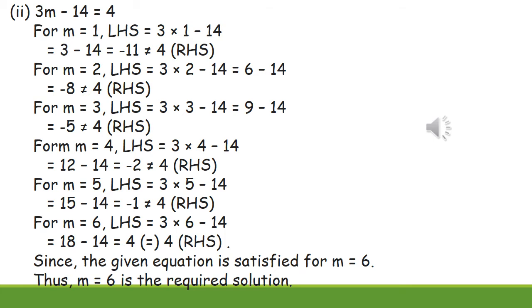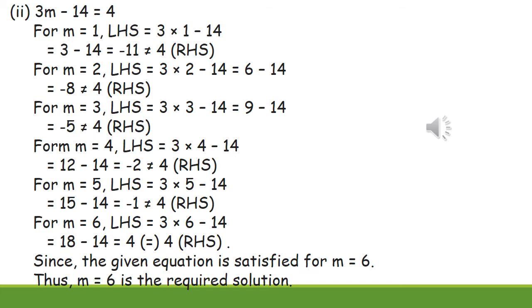Moving to part 2 of the same question. Here 3m minus 14 is equal to 4 is the equation. We are assuming different values for variable m. We are taking first m is equal to 1. LHS will be 3 into 1 minus 14. That is 3 minus 14 equal to minus 11. But RHS is given as 4. And we can see that minus 11 is not equal to 4. So LHS is not equal to RHS.